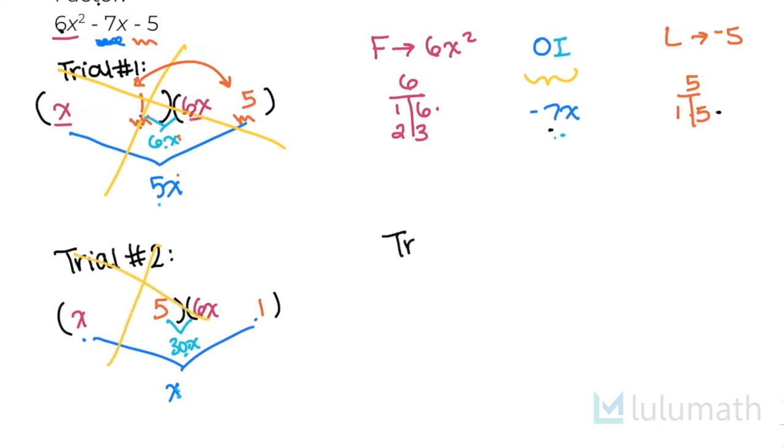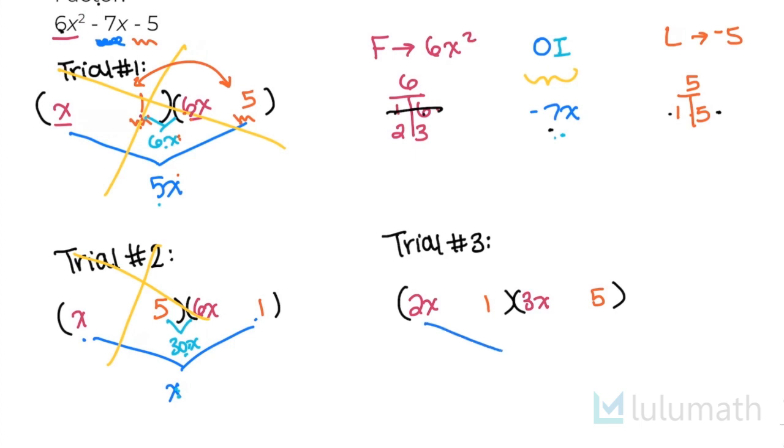So for trial number 3, we've exhausted the possibility of having 1 and 6 combined with 1 and 5. So 1 and 6 we know won't work. We know 1 and 5 have to work because that's our only option. So now we're going to try and see what happens if I use 2x and 3x. So again, I will put the 1 here and I'll put the 5 here.